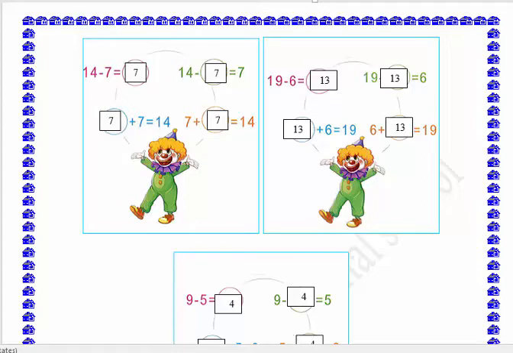That means 6 plus 13 equals 19. We can switch the numbers in the adding. 13 plus 6 equals 19. And 19 minus 13 equals 6. So that means 6 and 13 and 19. This is a fact family.